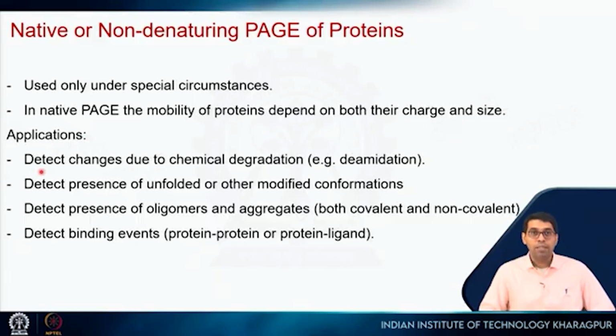So, applications: it can be used to detect chemical degradation, for example, deamination. It can detect presence of unfolded or other modified conditions. If the protein is unfolded versus folded, they will migrate differently. If you have oligomers or aggregates, you will see multiple bands. And we can also look at protein-protein or protein-ligand interactions.